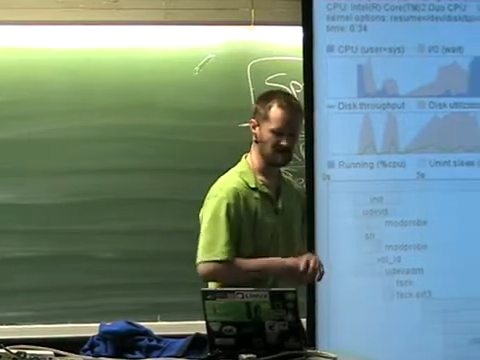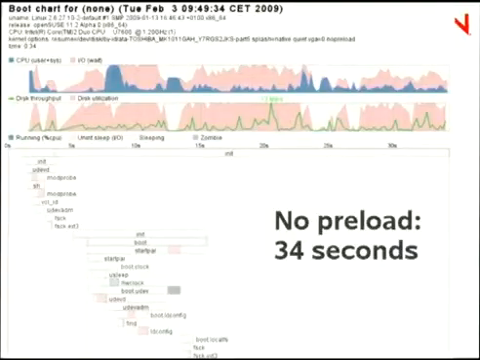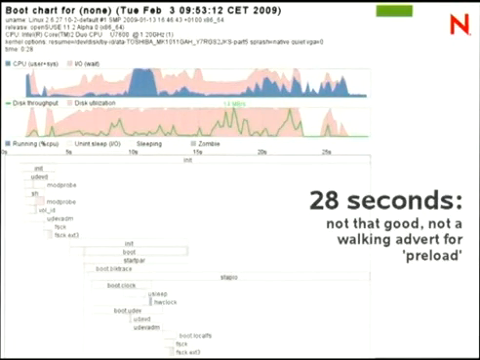Here's a relatively lame and relatively old screenshot of the 34-second boot. This is some openSUSE boot. And there's down to 28 with, again, some different way of doing preload that's, I think, split into sections and stuff.